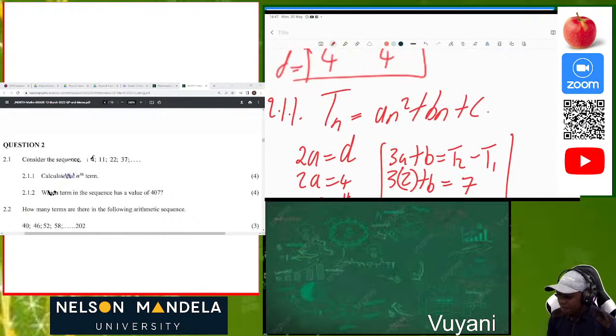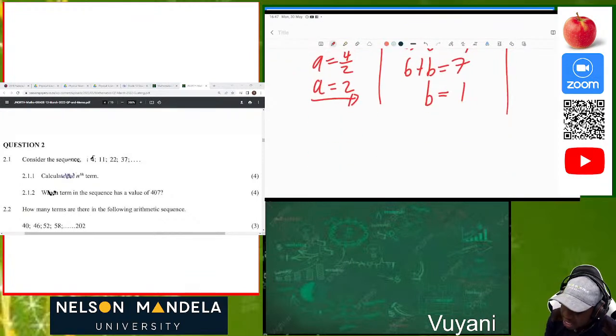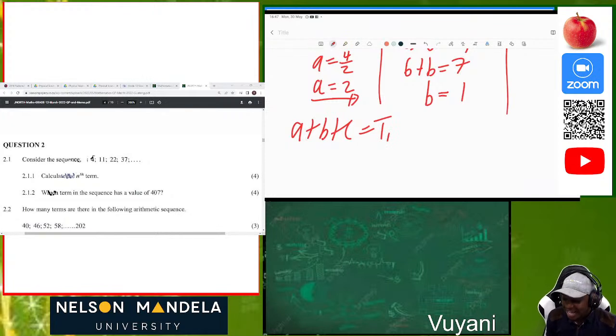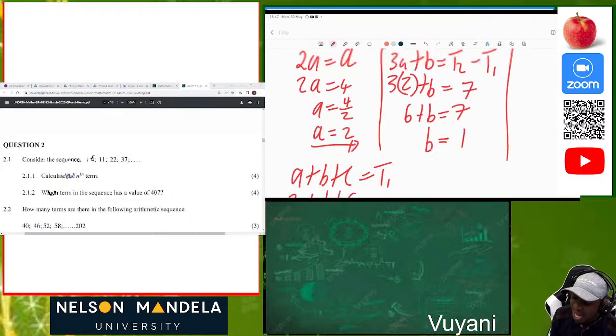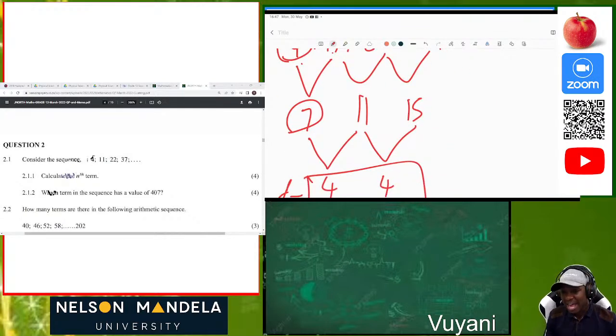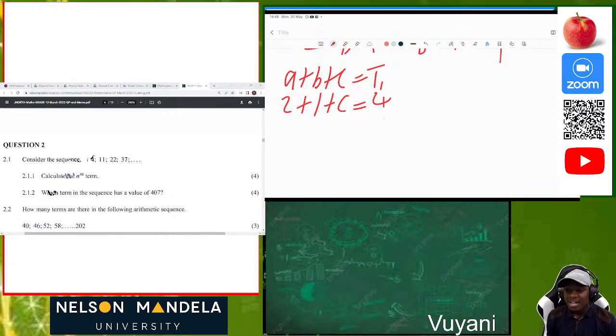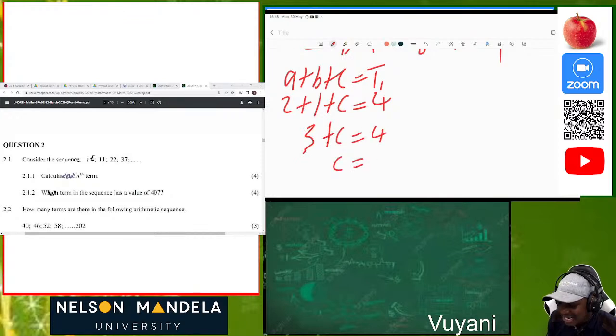Now we have our value for a. We now have the value of b. We are only left with the value of c. How can we find c? a plus b plus c is equal to t1. What is a? Our a is 2, b is 1, and c is what we want to calculate. And what is our t1? T1 is the term 1, or the first term which we have in the sequence. So in this instance, it's equal to 4. Since it's equal to 4, then 2 plus 1 is equal to 3, plus c is equal to 4. Then your c will be equal to 4 minus 3, then you get your 1.